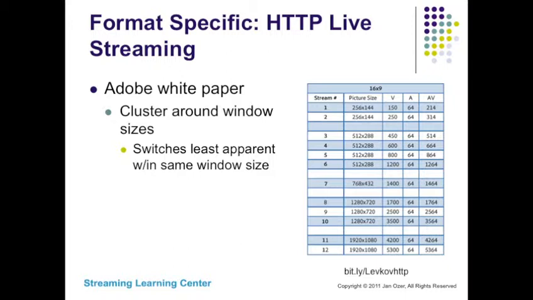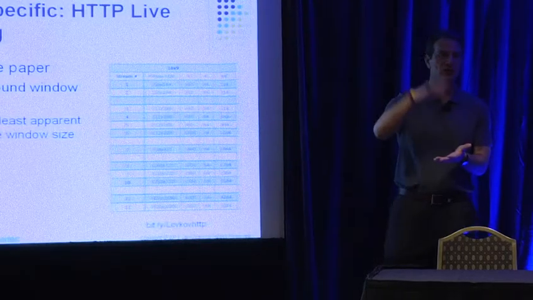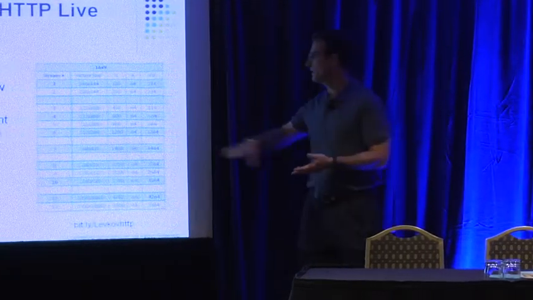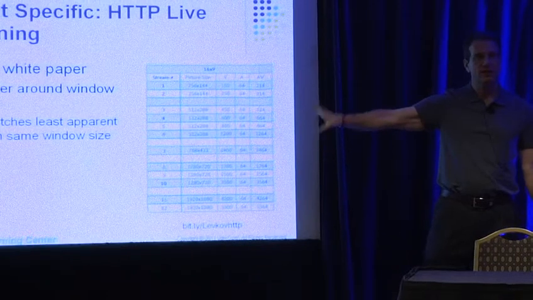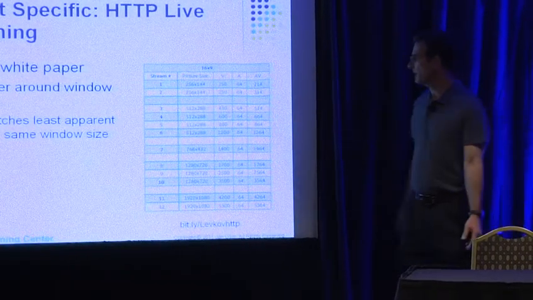They're saying it doesn't make sense to have one stream at every window size. It makes sense to have at least one or two streams at every window size, because that way we can switch streams within the window size. So they recommend choosing window sizes and then clustering within those particular window sizes. And you see what I mean.